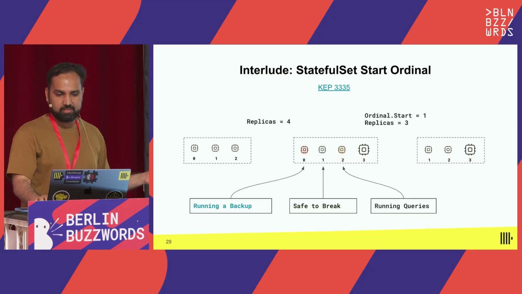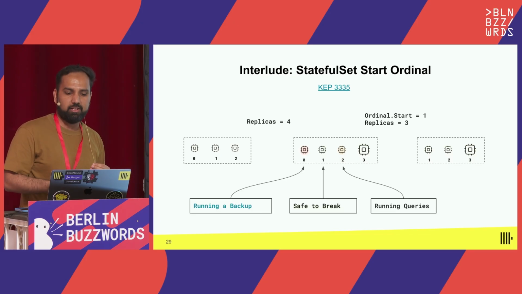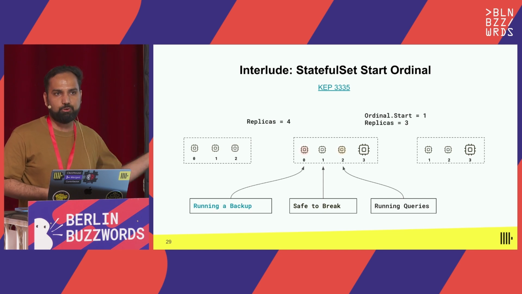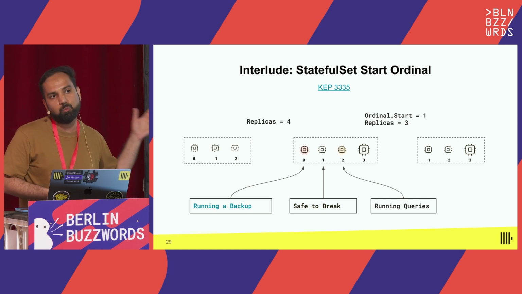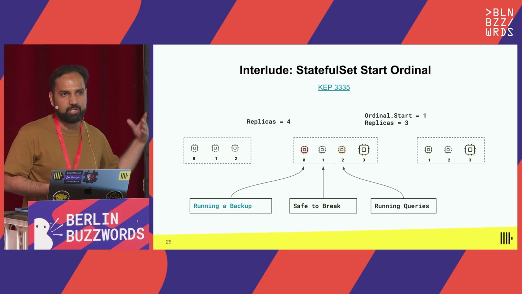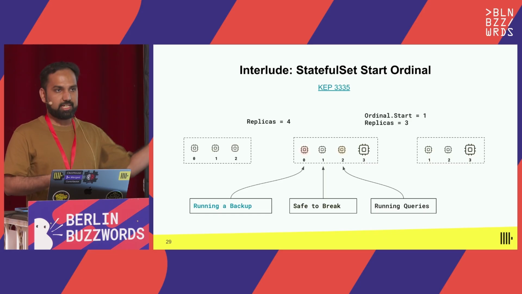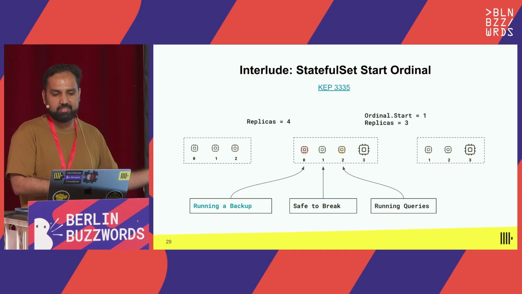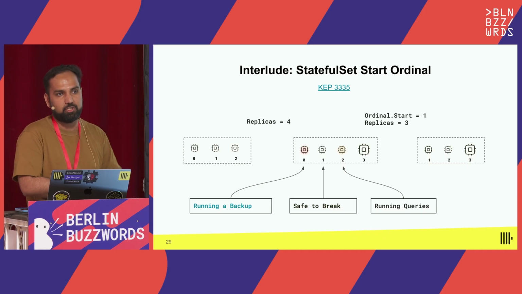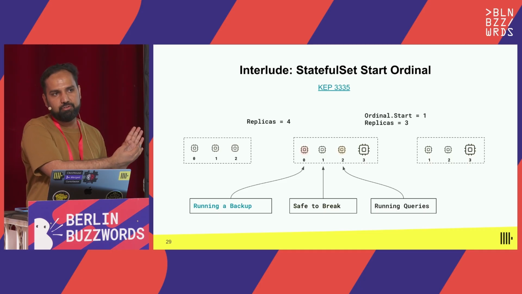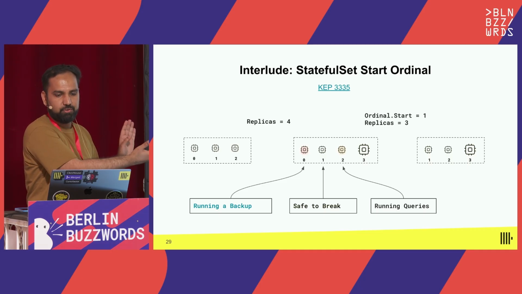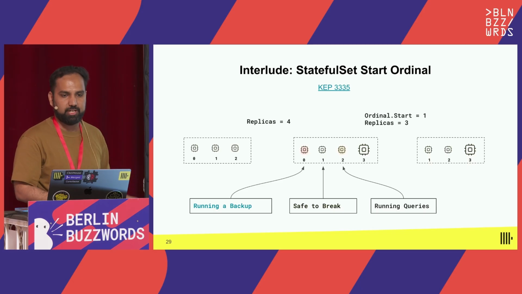The problem is, again, it's not flexible enough, because maybe on the 0th replica you might be running a backup, so that one is not the replica you want to break right now. The second replica is maybe running some long-running queries that you cannot afford to terminate. So the only replica that is safe to break is the one you cannot break, because it's an arbitrary one. The start ordinal feature will only go from left to right, in a shifting window. So it's still not flexible enough to break any arbitrary replicas.